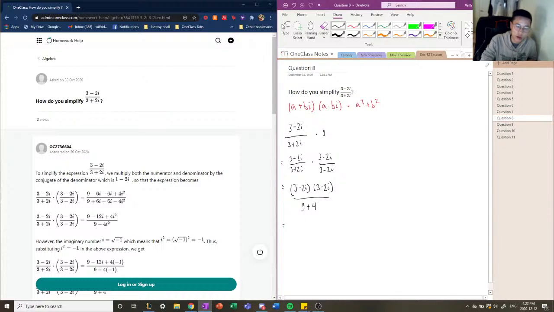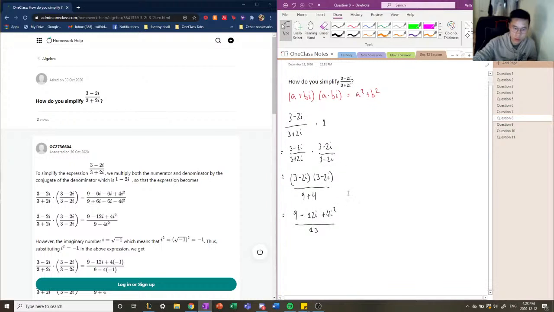So let's expand the numerator here. We have 9 minus 12i, I believe, and then plus 4i squared, divided by, simplifying the denominator, 13. Now, like before, we know that i squared is equal to negative 1. By doing that, this is going to be negative 4, and we get 9 minus 4 is 5, minus 12i, divided by 13.